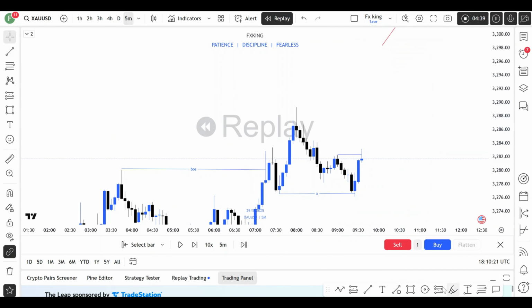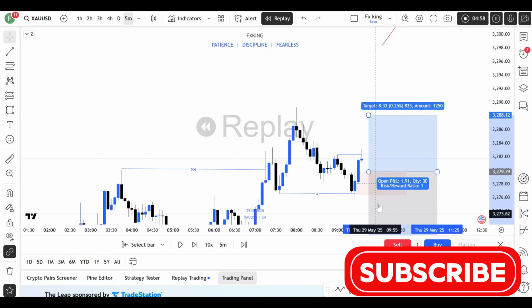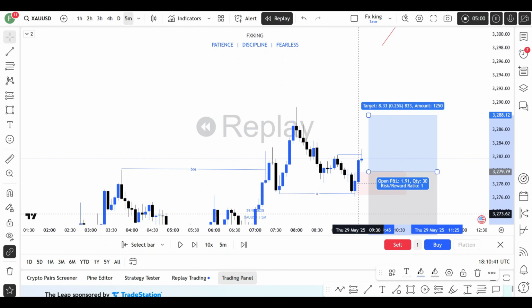So now all I need to do is wait for the market to return back to this zone. The market has swept the low, it has given me the change of character. I'm just waiting for the market to return to this zone here. So now I can set my limit, right? Because it has already made my conditions, and this zone is my entry.